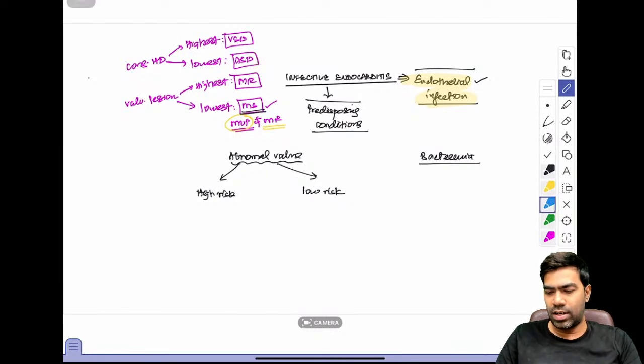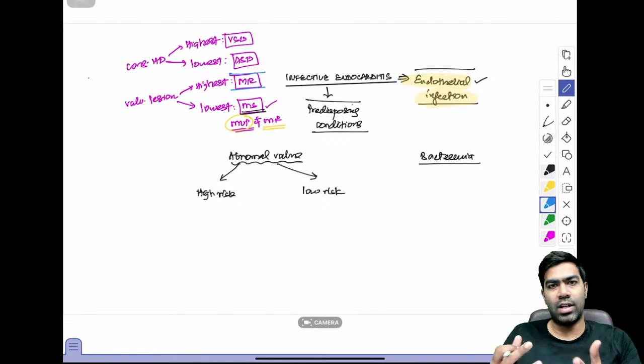What all these things really tell us is the fact that whenever the gradient is high across the chambers or across the shunt, for example, in a patient who is having mitral regurgitation, the regurgitation happens during the systole.